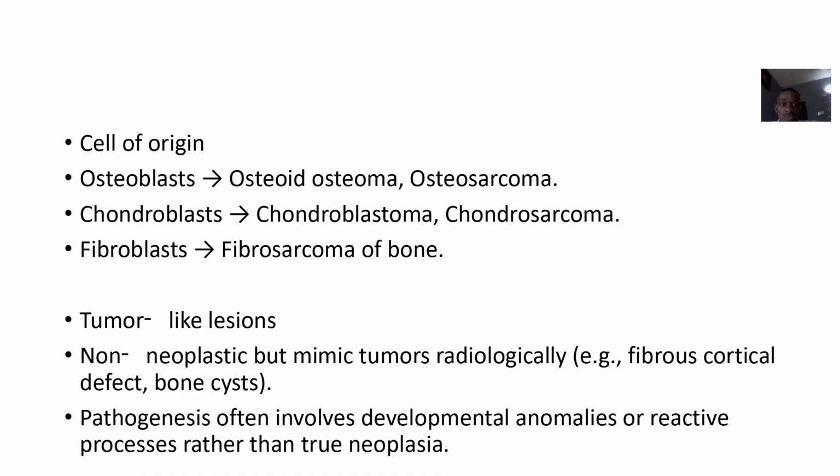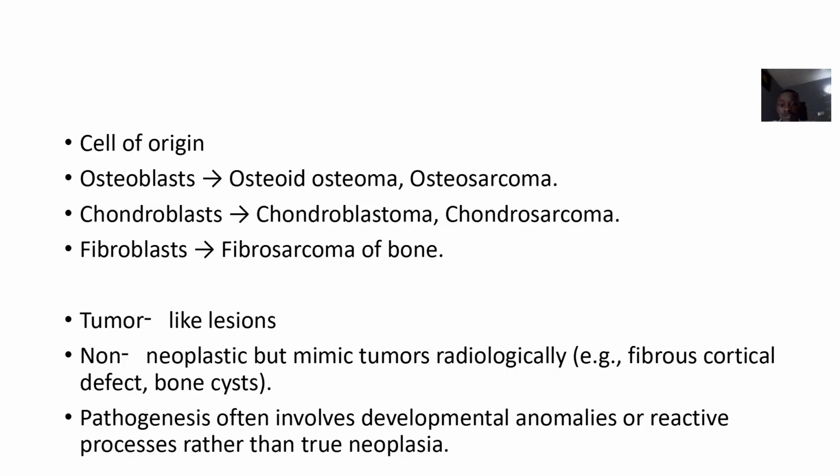Okay, so cells of origin: tumors that could originate from osteoblasts, example, we have things like osteoid osteoma, osteosarcoma. Tumors that could originate from chondroblasts include things like chondroblastoma, chondrosarcoma. Then tumors that could originate from fibroblasts include things like fibrosarcoma of the bone.